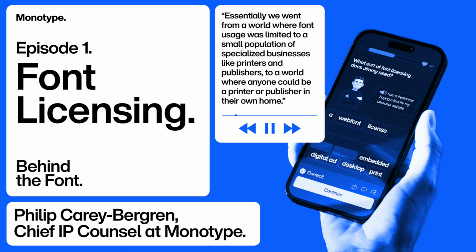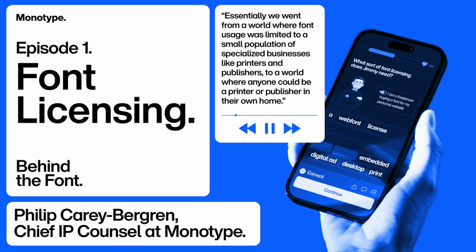We're not going to go all the way back to the period of lead type, wood type, hot metal casting, etc. We're going to actually go back to the mid 80s, which is a major inflection point in the use of fonts that kind of kicked off the modern licensing era. So why don't you tell us a bit about that? The 80s are fascinating.